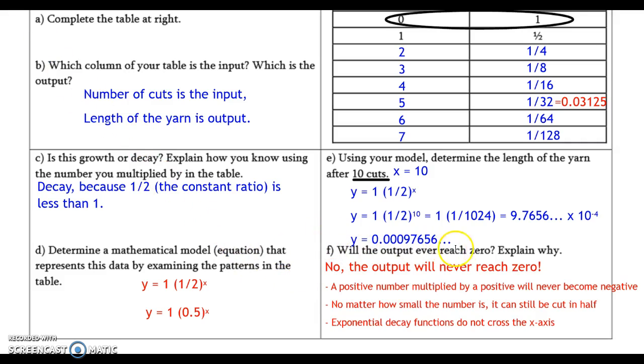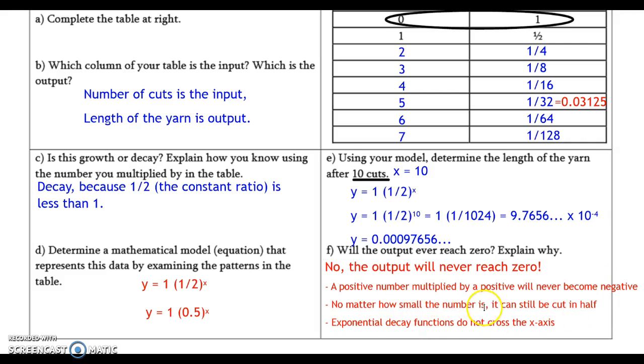It says, will the output ever reach 0? You have to say no, it will not reach 0. And there are 3 different explanations as to why. We're trying to explain why it's going on. A positive number, we're starting with a positive number, remember, multiplied by another positive number, we're multiplying by 1/2, will never become negative. It doesn't make sense. Positive times positive does not give you negative, and it doesn't give you 0 either.